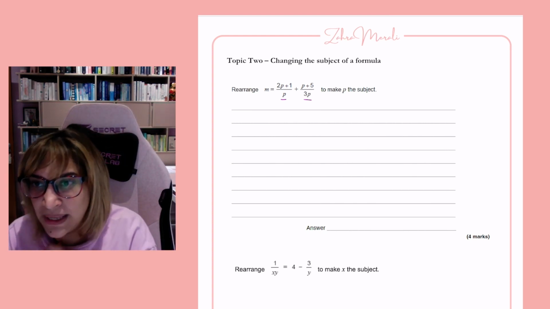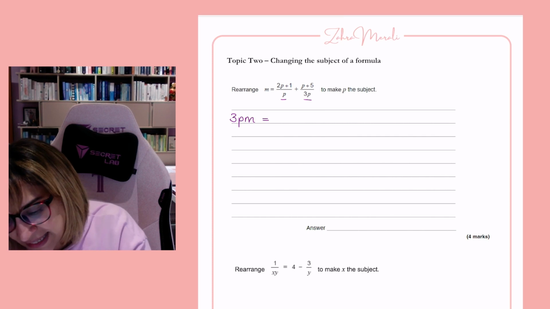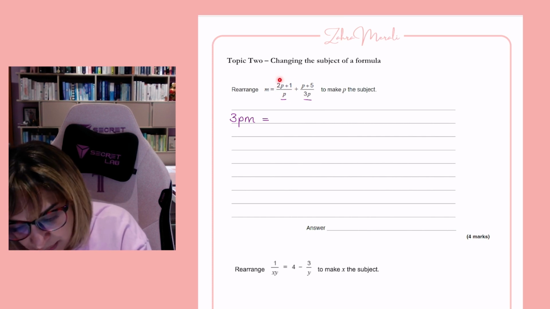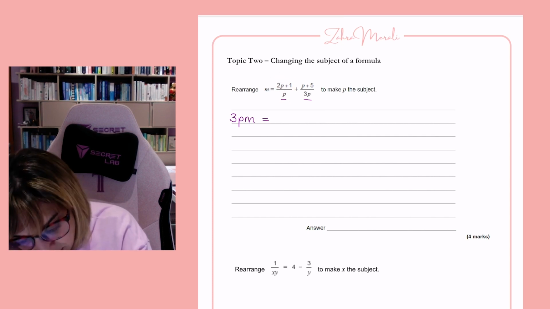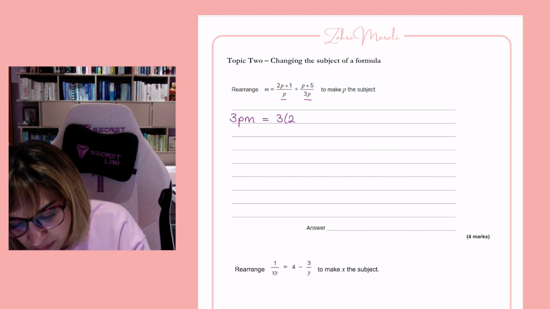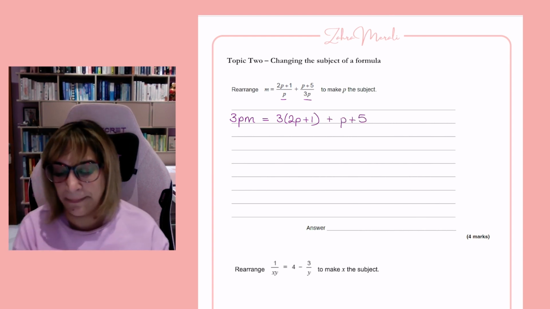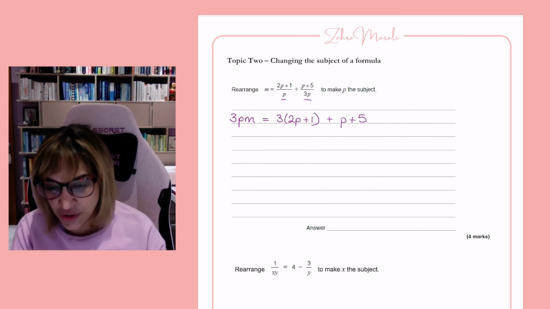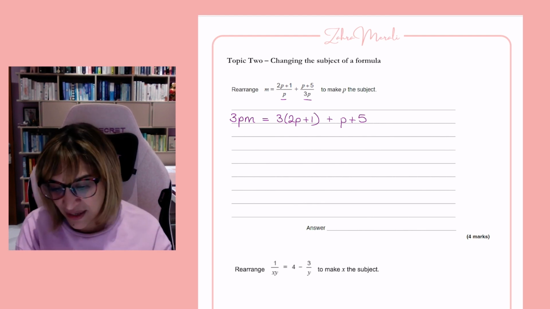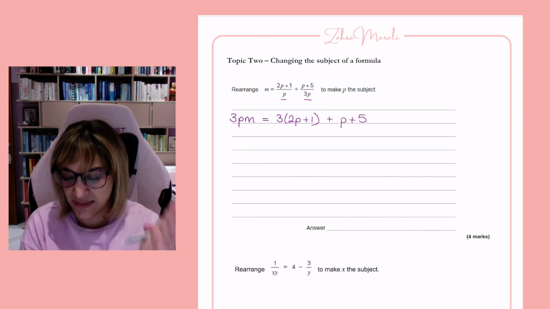So if I multiply everything by 3P, I get 3PM. If I take this and multiply it by 3P, the P's going to cancel, and I'm going to be left with the top of it multiplied by 3. And if I multiply the last one, I'm going to end up with that. Now what I want to do is open everything out and put all my P's onto the left-hand side.